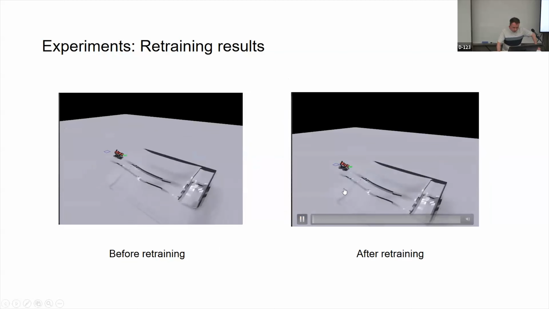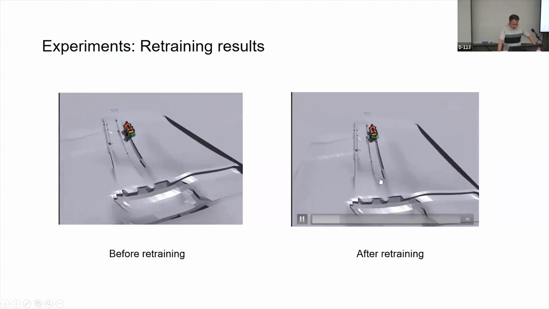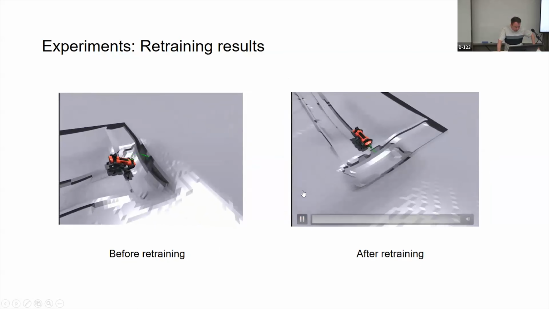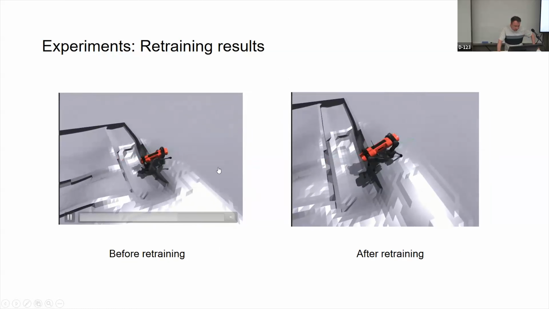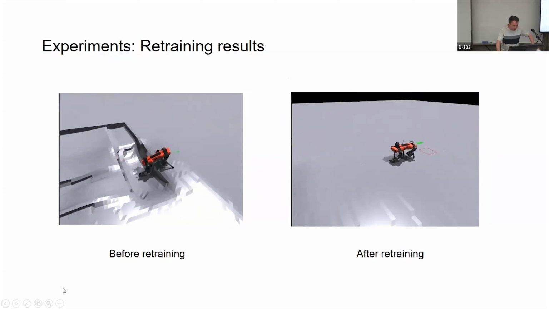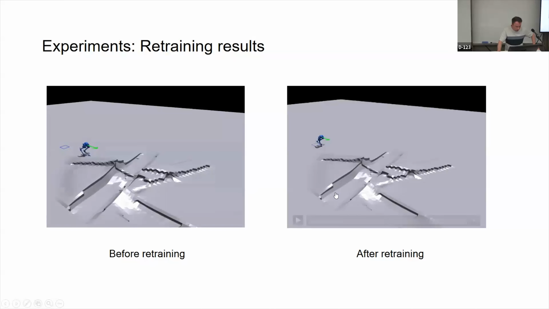Yeah, you can see another example here. So basically, we can see that the original controller is stuck here, but after training, the controller is able to pass over the obstacle. And finally, you can see another example with the Cassie robot.